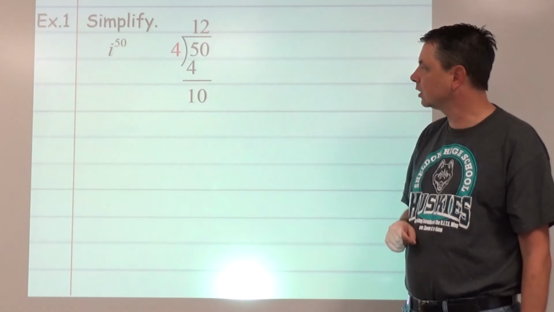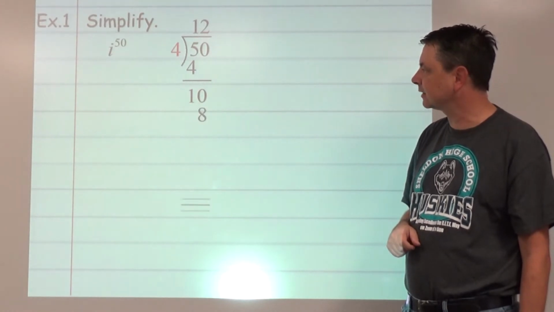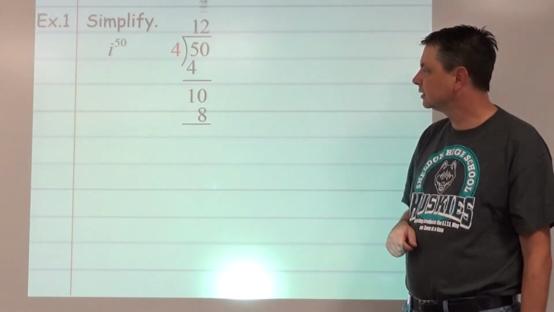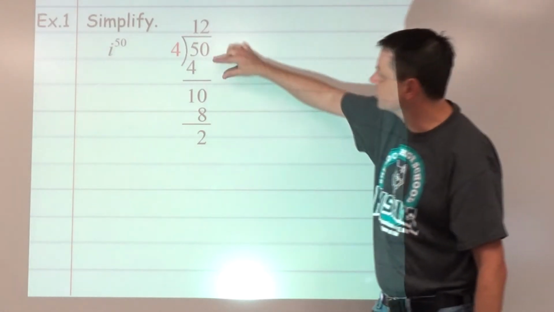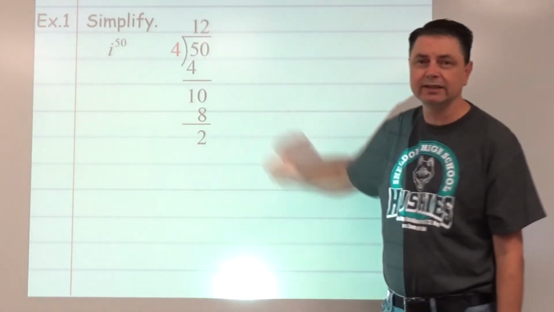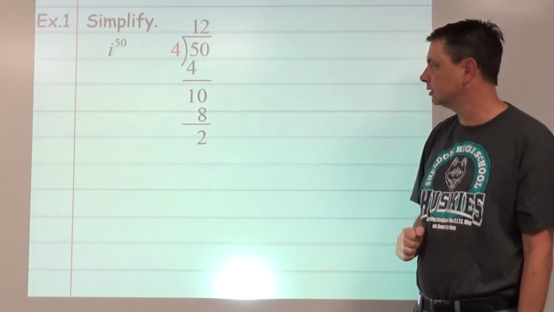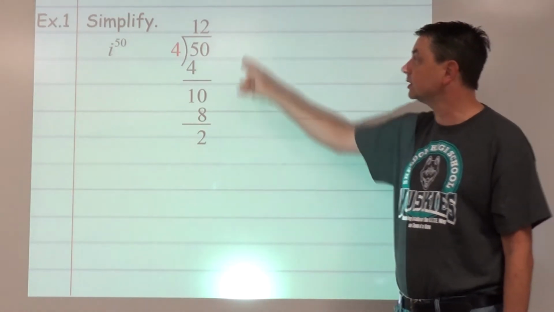2 times 4 is 8. Stack that underneath. And we get 2. Now what to do? We're not going to do the decimal, so I'm not going to put a 0 here. We don't want the decimal. That's why we didn't use a calculator. We're not going to turn that into a fraction.